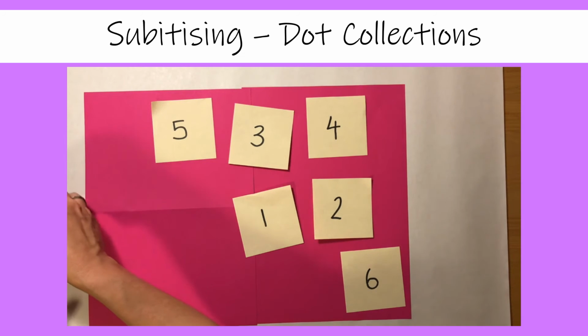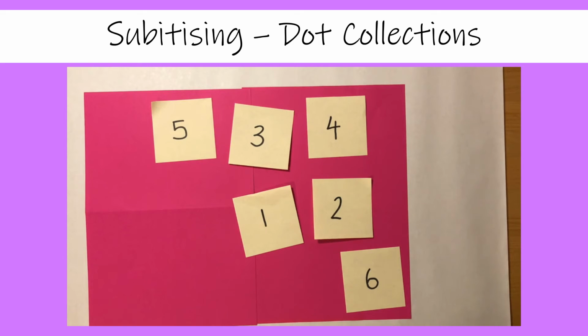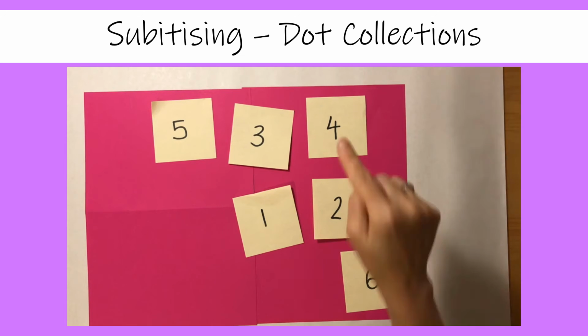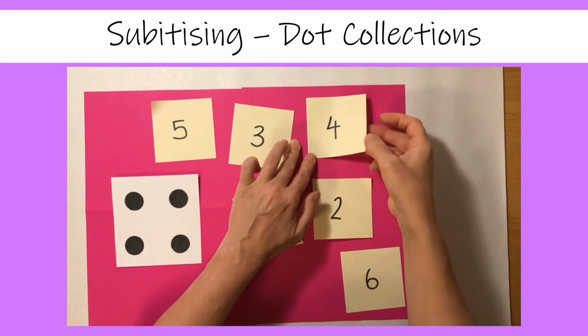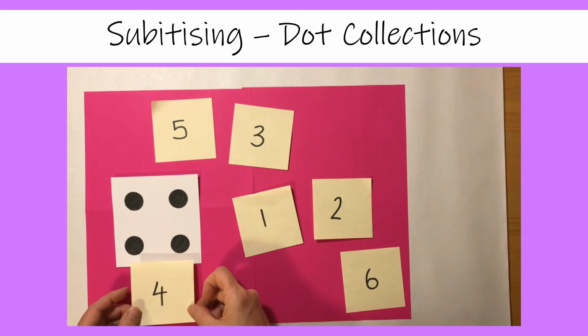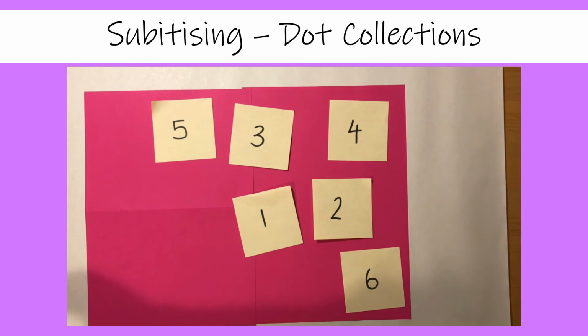Are you ready? What about this one? How many dots did you see? 4, yes. And which numeral represents 4? Yes, this one. So here we have 4 dots, and here we have the numeral that represents 4. Nice spotting, little mathematicians. Okay, let's go with this one. Are you ready? Okay.